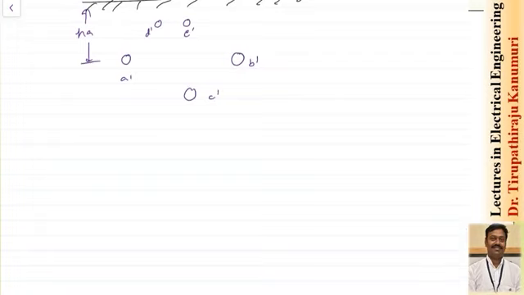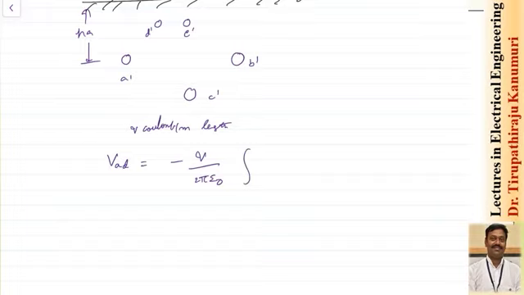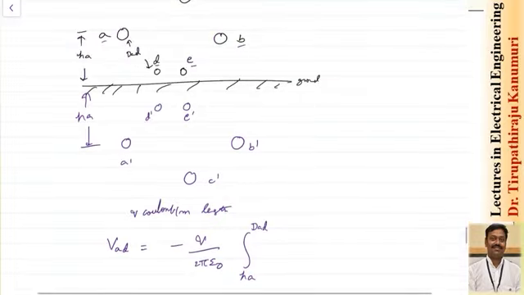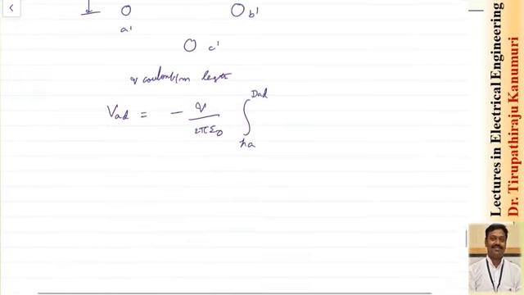I am assuming each of the conductors has a charge of Q coulombs per meter length. On conductor A, the potential that is induced in conductor D due to the potential at conductor A, I can represent as VAD equal to minus Q divided by 2 pi epsilon naught, into the integration from HA to DAD. DAD, because we are taking from the ground up to the point we are considering, is the distance between conductor A and conductor D.